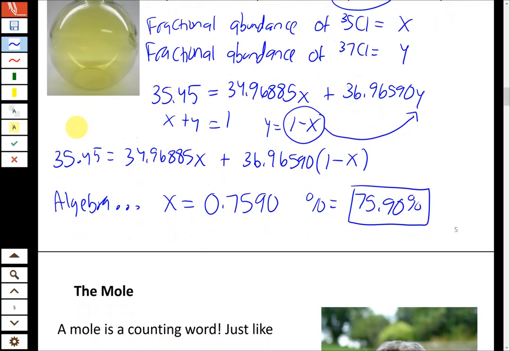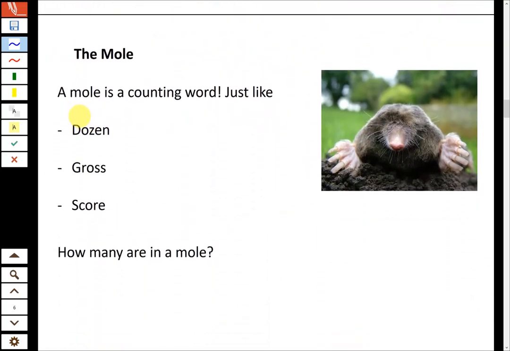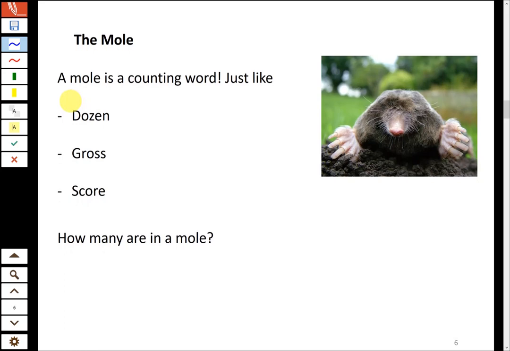Now, the more interesting thing we're going to cover today is the mole, which is an animal, but in our case, it's not. This is not a biology class. This is chemistry. So what does a mole mean in the context of chemistry? Well, a mole is simply a counting word. As you'll see, the number that it refers to is a bit bigger than the typical counting words we have in the English language, but it's just a counting word.